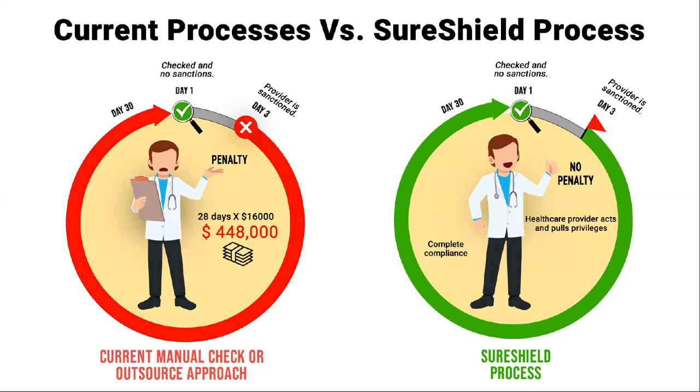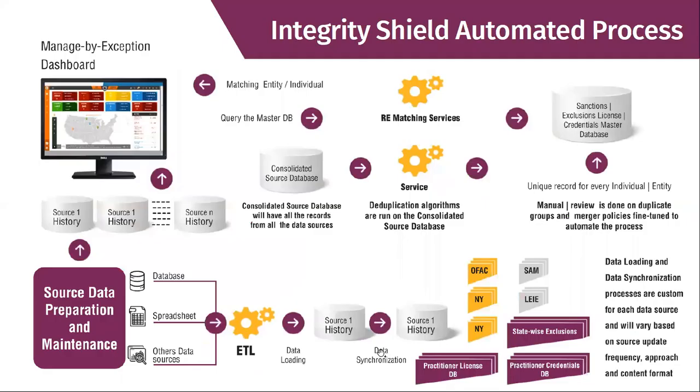In the case of SureShield's Integrity Shield process, what we are doing is checking daily. So you may have checked that person on day 1 and everything was fine. And on day 3, you got an alert because in the time in between, we had identified that provider had ended up on that list. And we will automatically notify you and allow you then to take the proper actions, first of all, validate that data is correct, and then take appropriate corrective actions to remove them from your environment. And in doing so, protecting your organization.